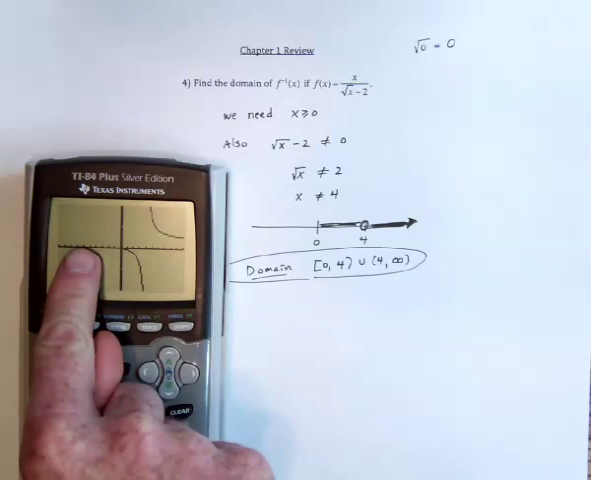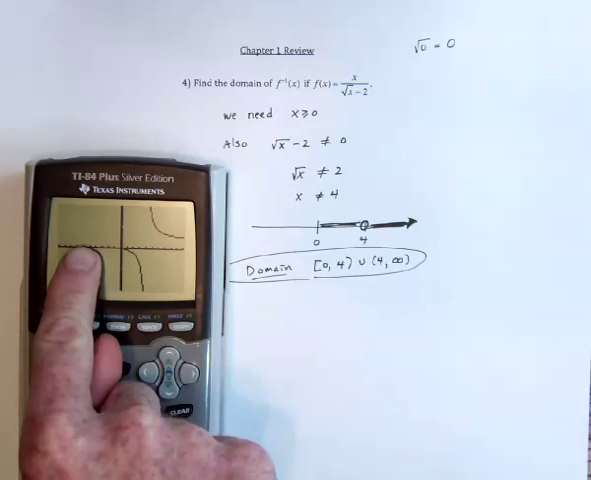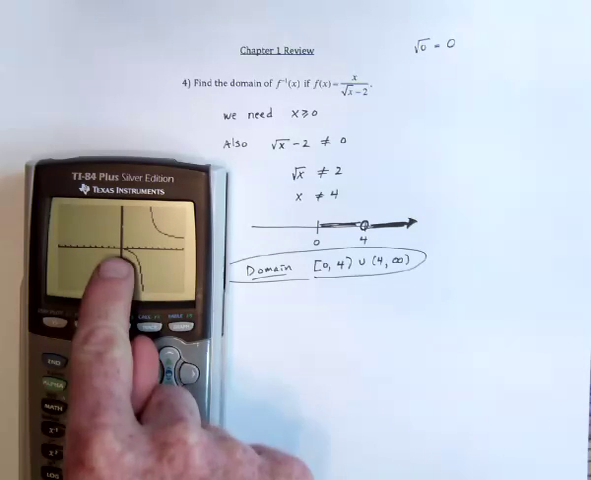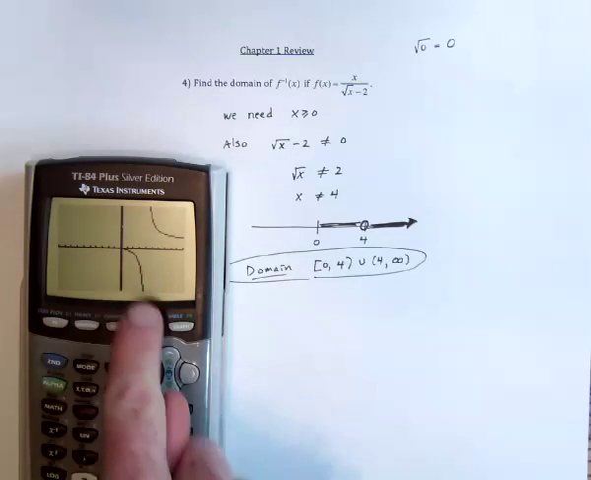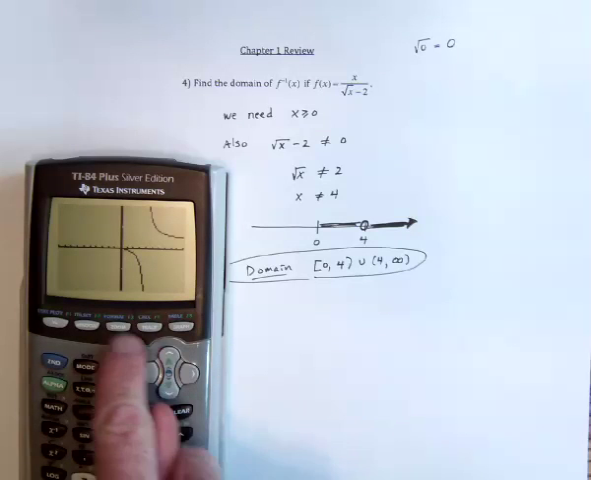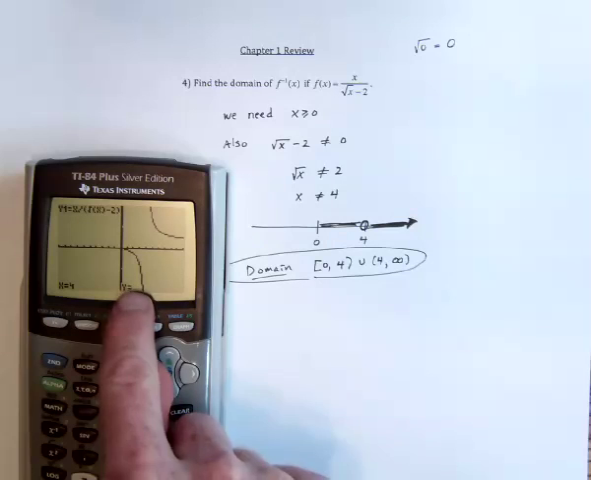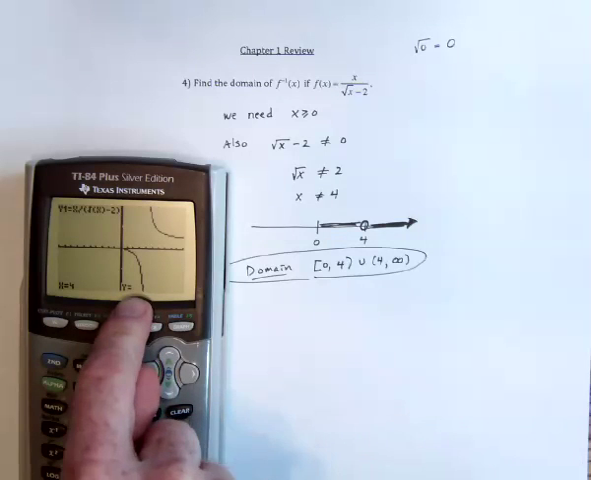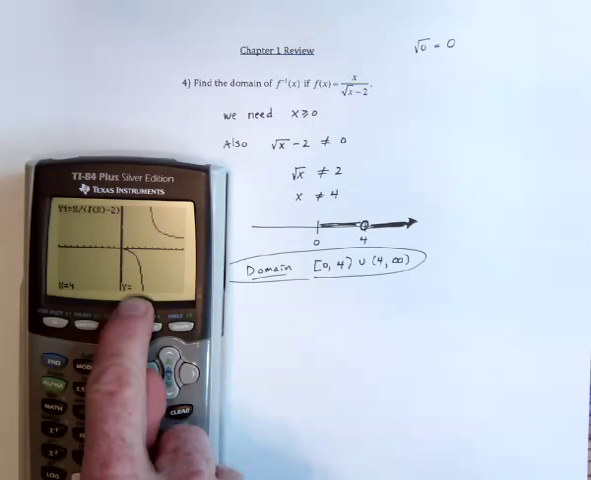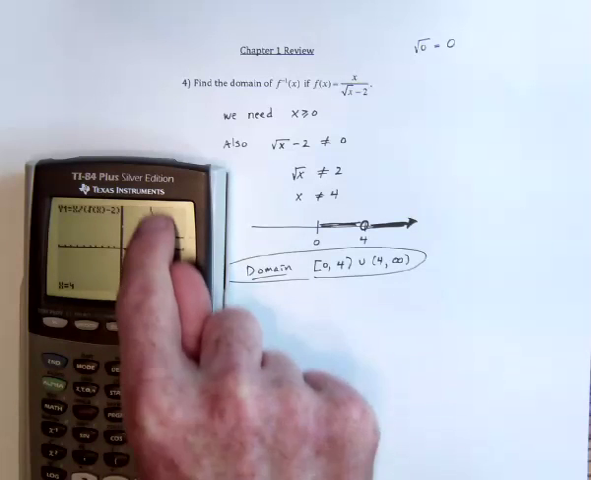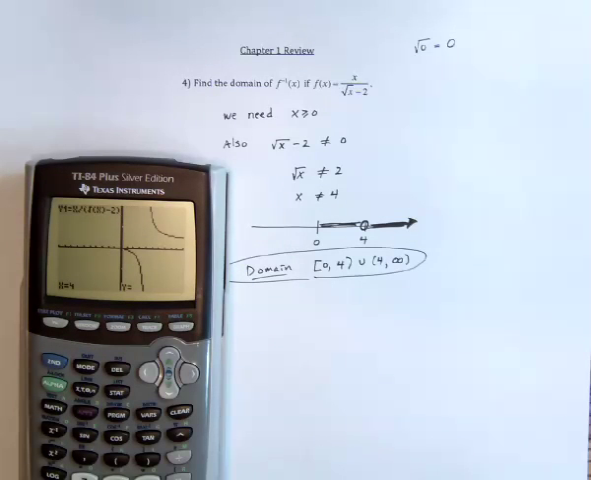And so, sure enough, when x is negative, there's nothing. So it starts at 0, and then what happened right here at 4? If I trace and try to put in a 4, it says the y is nothing. The function is undefined. And so it's got what's called an asymptote at 4.